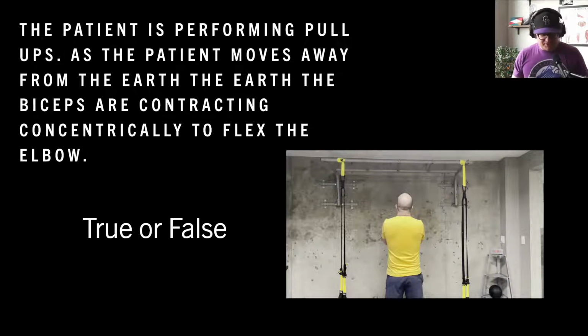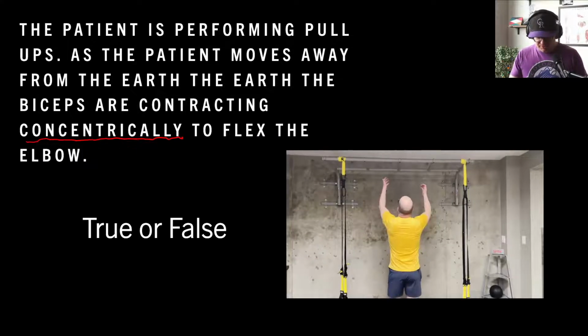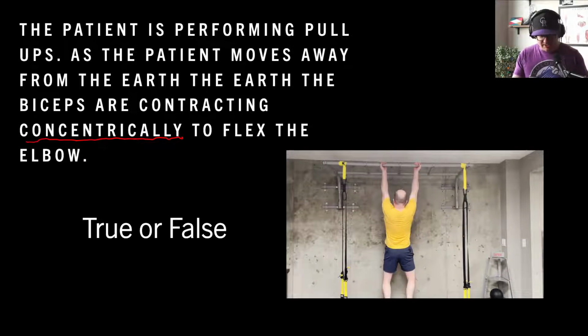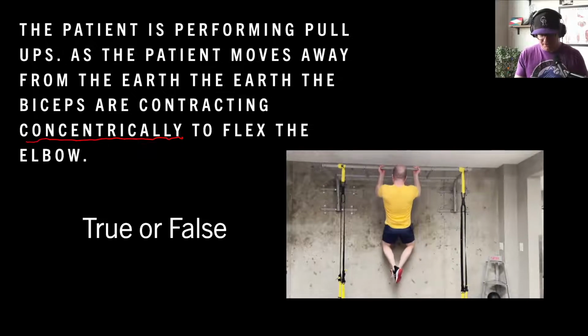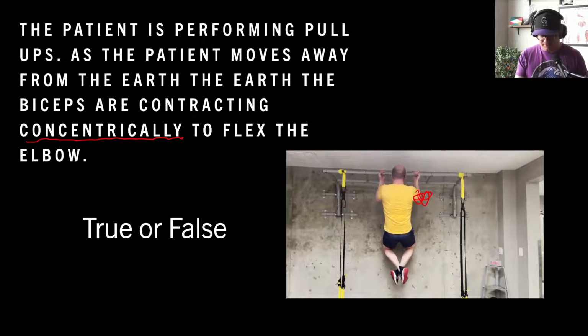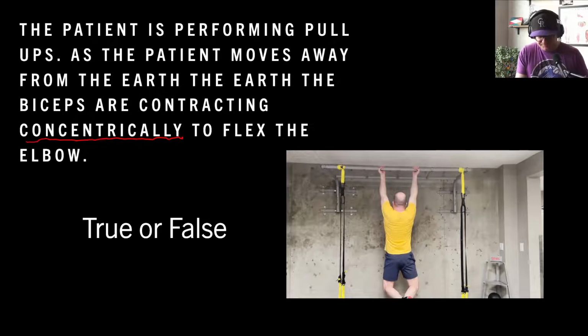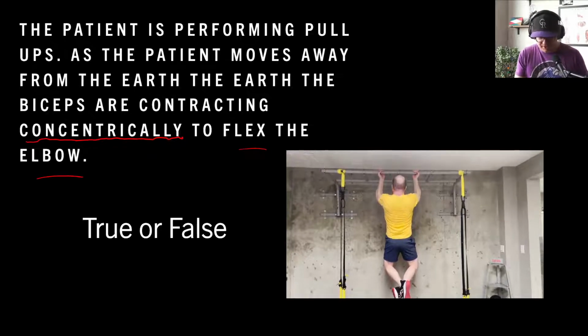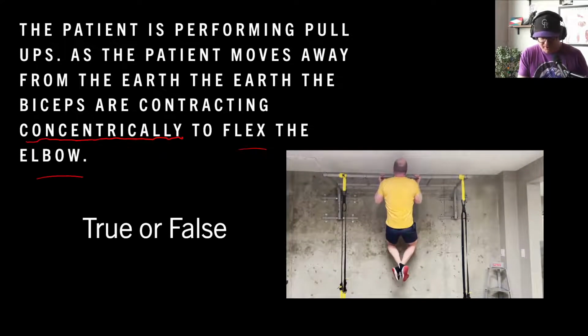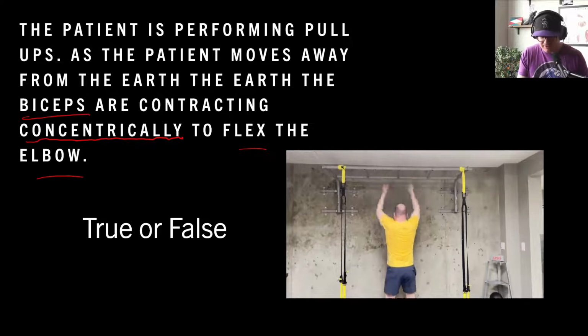The patient is performing pull-ups, as they will be in all these questions. As the patient moves away from the earth, should be concentric, right? The biceps are contracting concentrically to flex the elbow. So we have the concentric part true. So is the elbow even flexing? Because if it's not, then we don't even need to worry about it. Yep, the elbow is flexing. Okay, so that's true. Now as I move away from the earth, are the biceps the muscle that's causing that elbow flexion?